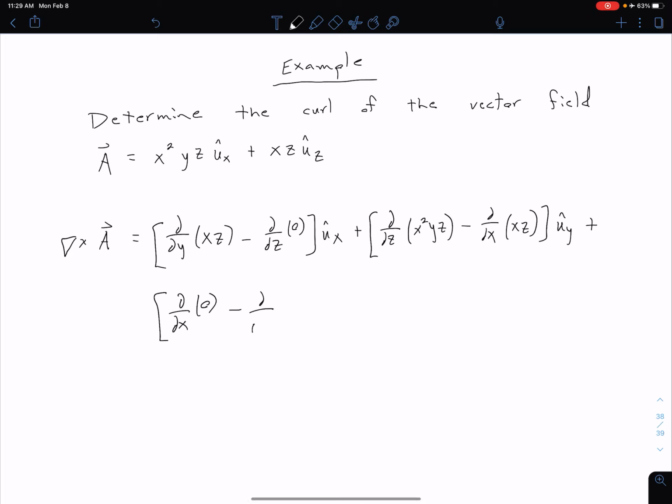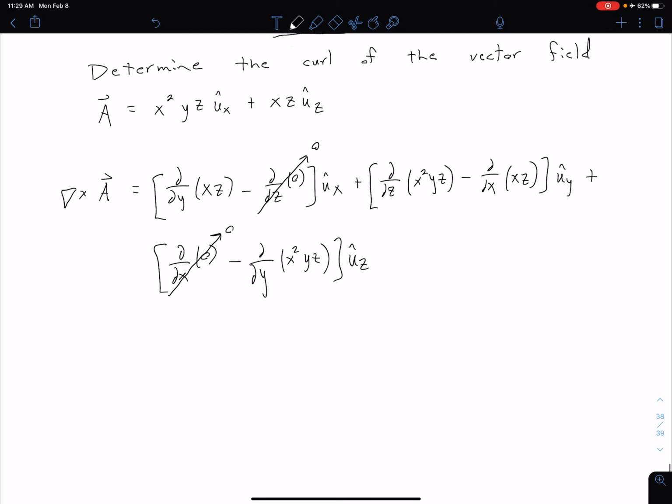y of our x component, which is x squared yz, and all of that is in our z direction. So of course we have several of these terms that are just going to 0. I guess just two of those are going to 0 because our y component is 0 in this case.